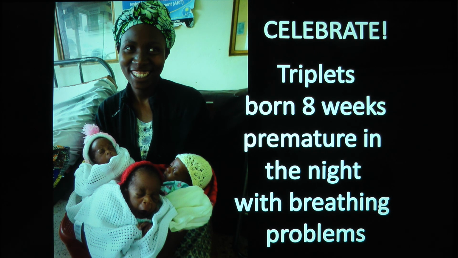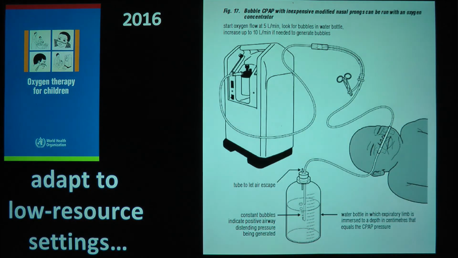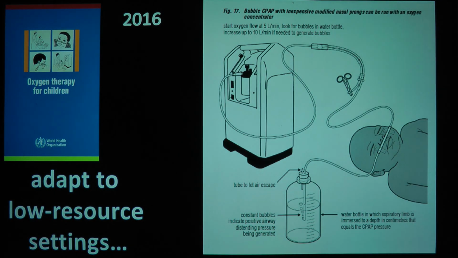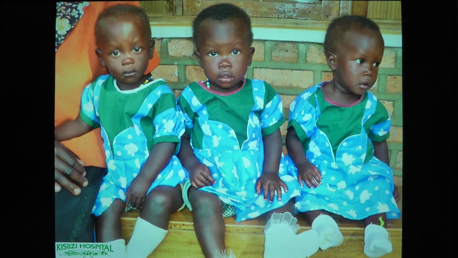And without very expensive, fancy equipment, we were able to adapt using this example from World Health Organization manual of bubble CPAP, continuous positive airway pressure, utilizing an oxygen concentrator. And this can be effective in some of these preterm babies with surfactant deficiency in a low resource setting where we don't have surfactant, we don't have blood gases, we don't have a lot of the mechanical ventilation and other support equipment, but we can do still quite a lot to make a difference. And thankfully these triplets grew up to be healthy children.